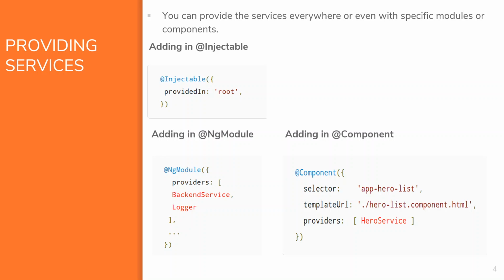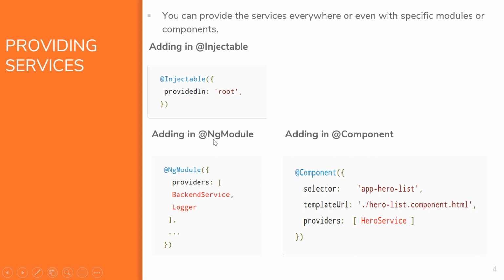You can use the service in any component inside any module of the application. So this is the global scope of the service. You are giving global scope to the service, and then reducing further.